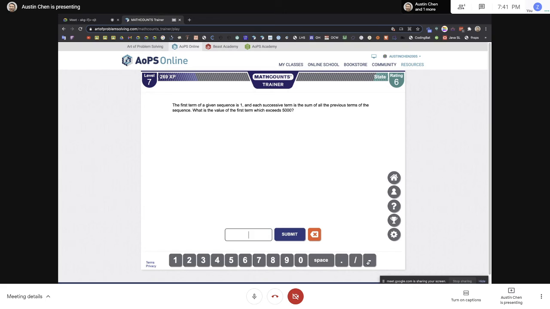The first term of a given sequence is 1, and each successive term is the sum of all the previous terms of the sequence. What is the value of the first term which exceeds 5,000?